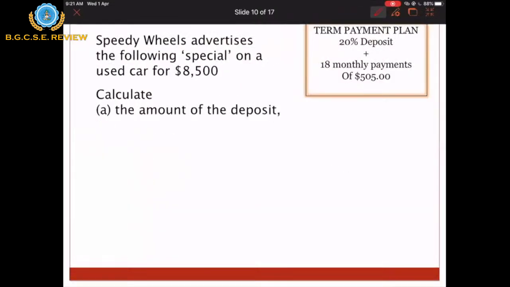I start by working on the amount of the deposit. And I want to show you another way that you can work this question. Because what I have been doing so far, I have been saying 8,500 times 20%. And for the most part, I use the percent button on my calculator. But what if you don't know how to find that as easily or as readily?